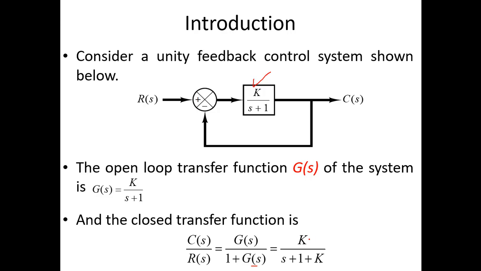So if you solve this, K divided by 1 plus G(s), it will give you K divided by s plus 1 plus K. This is by the same formula which we have studied in lecture number 2 or 3, I guess, and it is the same as at the end of that lecture.